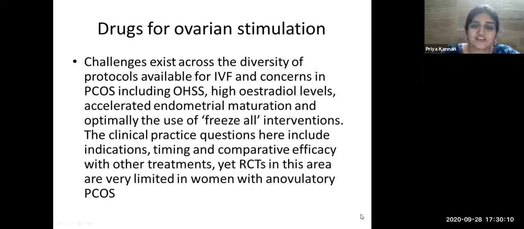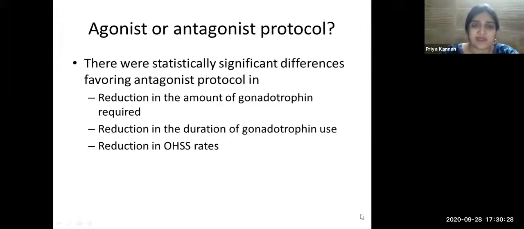The clinical practice questions that we already have are: what are the indications for the use of gonadotrophins, the timing, and the comparative efficacy of all these treatments. The RCTs in all these variables are very few in terms of PCOS. So the moment we want to start a patient on controlled ovarian hyperstimulation for IVF, the first thing we have to decide is, am I supposed to go for an agonist or an antagonist protocol? So based on what can we decide on this?